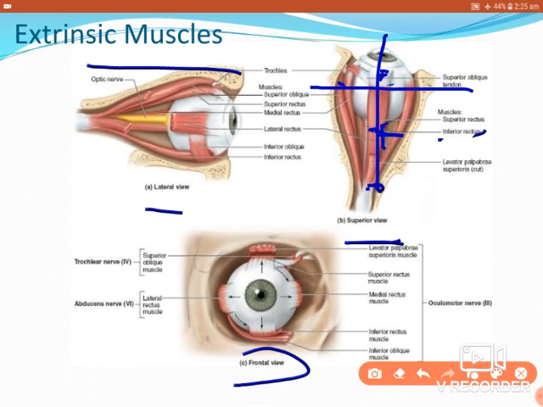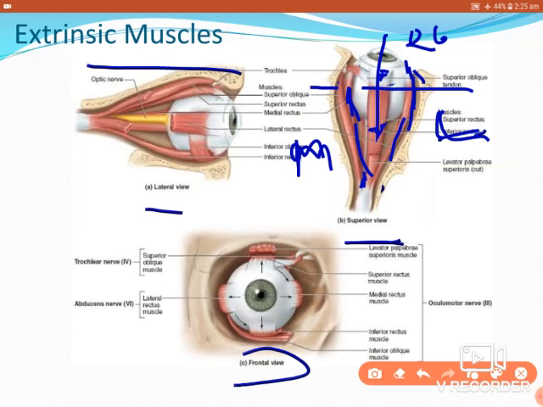Then see, this is the right orbit, this is the lateral aspect, this is the medial aspect. Laterally, you can see this is the lateral rectus muscle from the lateral side of this common tendinous ring, then goes forwards and laterally and attaches to the anterolateral part of the sclera. Then medially, you can see this is the medial rectus. From the medial side of this common tendinous ring it goes forwards medially and attaches to the anteromedial part of the sclera.